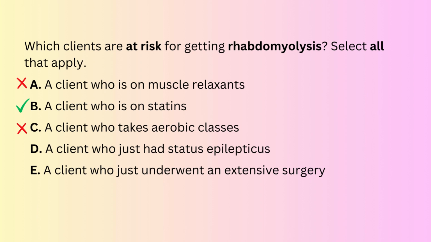D. A client who just had status epilepticus. Status epilepticus occurs when a seizure lasts for more than 5 minutes, or there are back-to-back seizure activities. That definitely is a risk factor as muscle breakdown can happen during prolonged seizures. E. A client who just underwent an extensive surgery. Yes, prolonged immobilization such as prolonged surgery and bedridden clients are all risk factors of rhabdo.